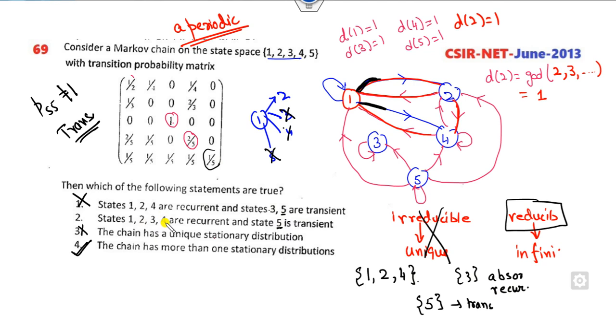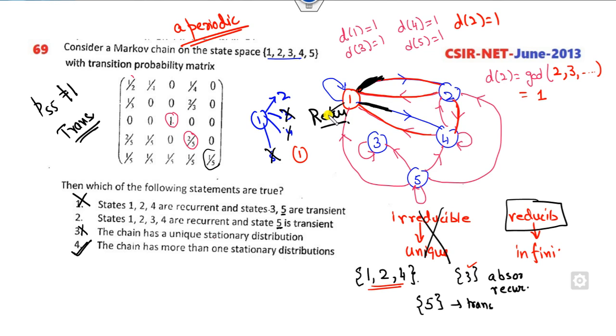1, 2, 3, 4. So 3 is recurrent. Now, what is the nature of this? Can you start from 1 and come back to 1 through each path? There are only two ways. You can go from 1 to 2 or 1 to 4. Is it possible you can come back to 1 again? Yes. So 1 is my recurrent.